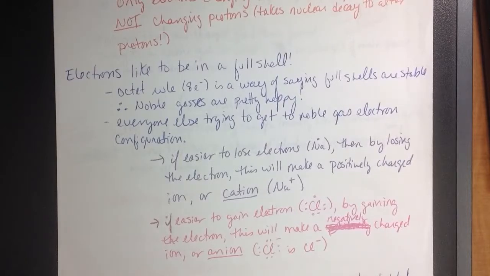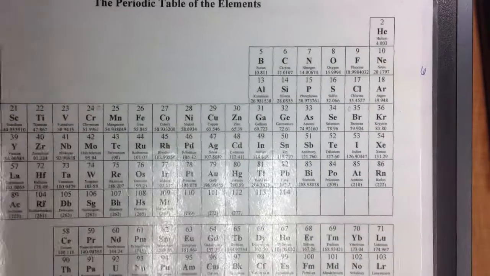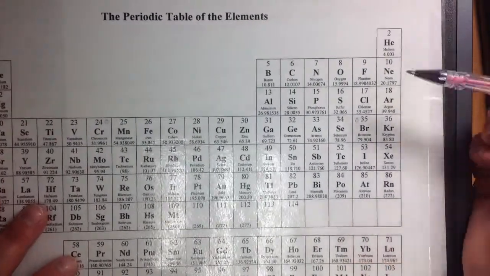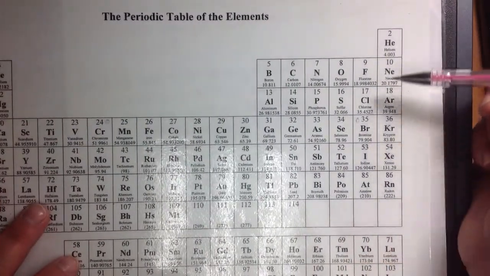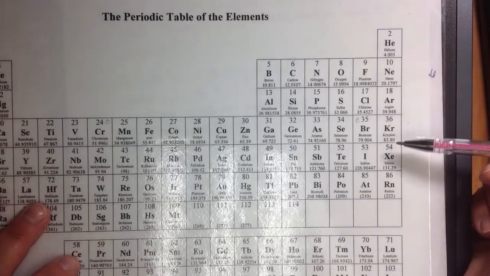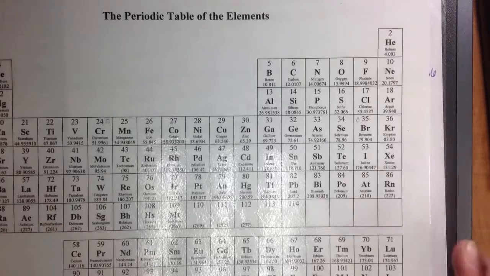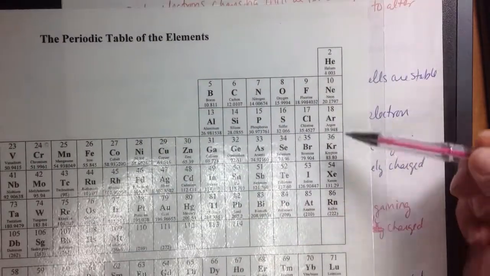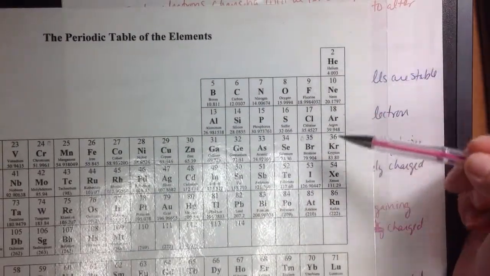Electrons want to be in a filled shell. So if you look at a periodic table, these noble gases over here have a full shell, okay? So everybody's trying to be like them. Everybody's trying to be noble, okay? And that's part of why we're going to change the number of electrons.